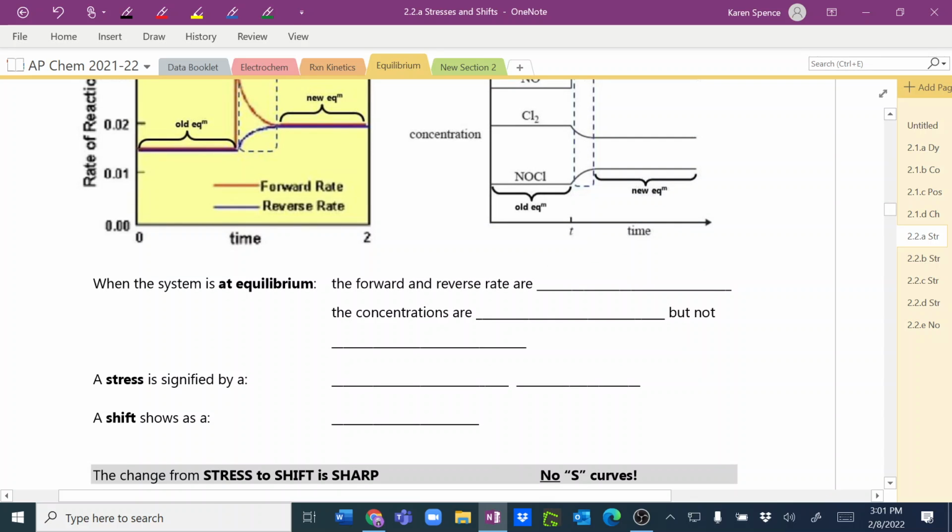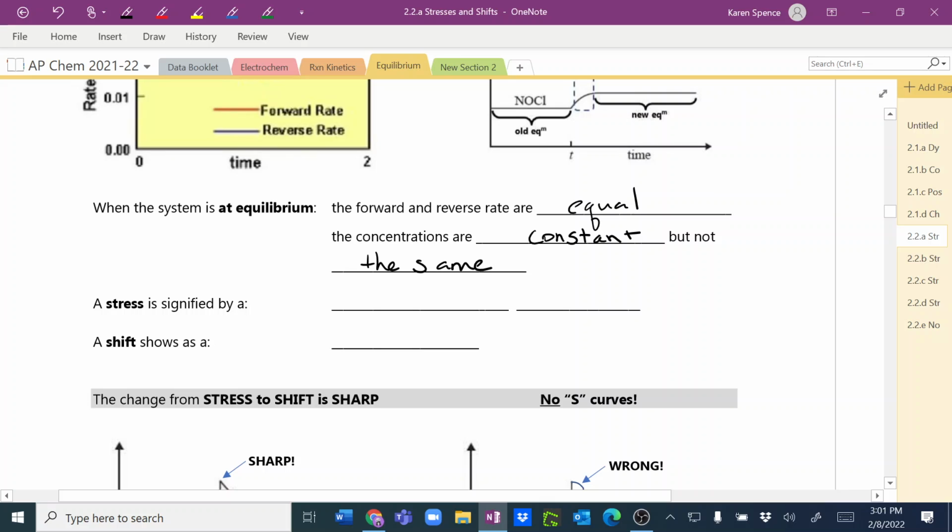When a system is at equilibrium, the forward and reverse rates are equal. The concentrations are constant, but not the same or equal. A stress is signified by a vertical line or vertical spike. And a shift shows up as a curve.